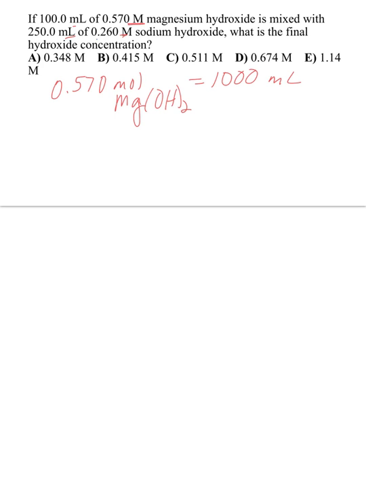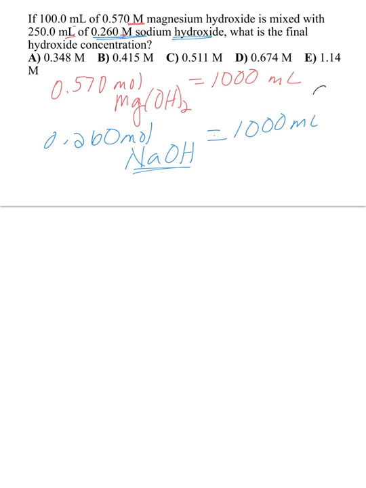milliliters. And then here we have 0.260 mole of sodium hydroxide. So that's just a 1+. So that's how you do that formula. Sodium hydroxide equals 1,000 milliliters. So these are my conversion factors.